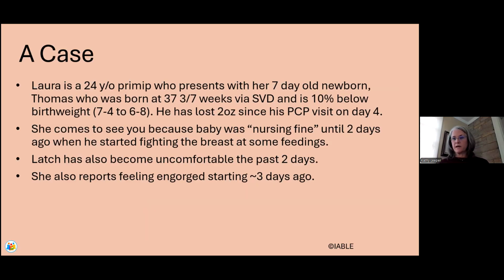All right, so let's do a case and see if you're still awake. Laura is a 24-year-old who presents with her first baby who's now 7 days old. He was born at 37 weeks, 3 days, and is now 10% below birth weight. He has lost 2 ounces since his visit with his primary on day 4. So she's coming to you because he seemed to be nursing fine until 2 days ago when he started fighting the breast at some feedings. Latch has become uncomfortable in the last 2 days, and she also reports she started feeling engorged on day 4, about 3 days ago.